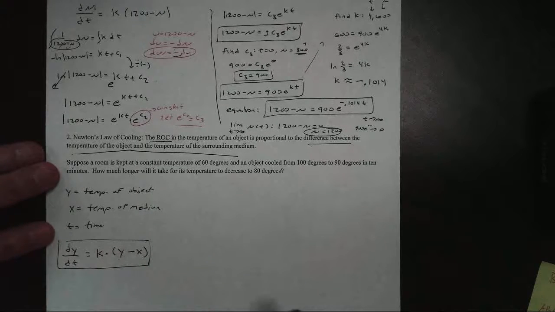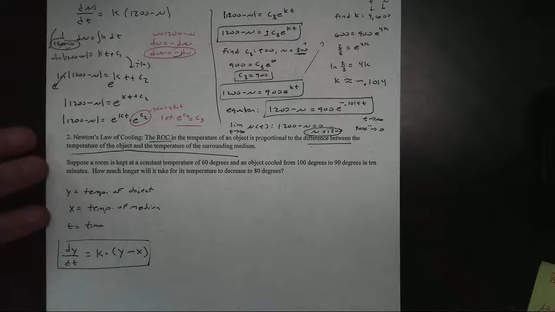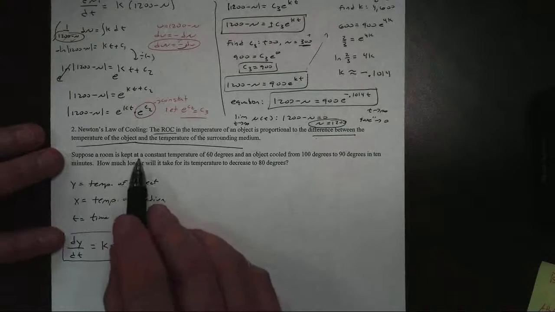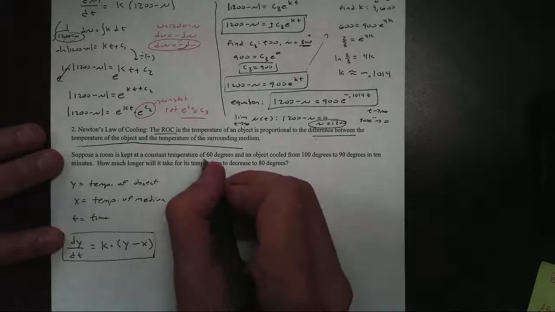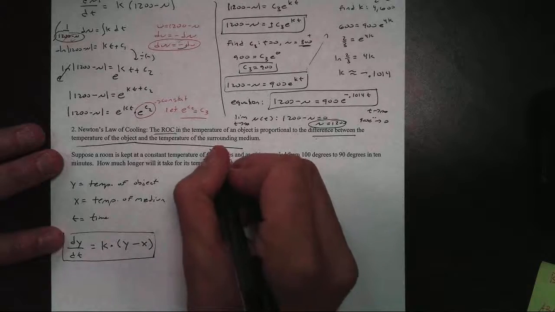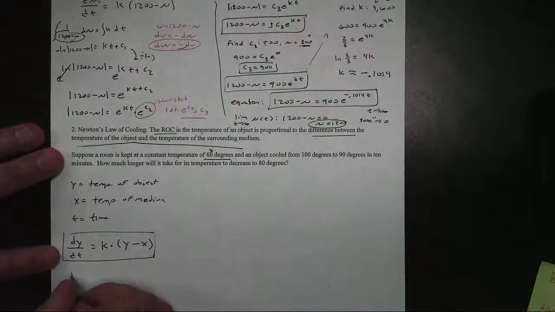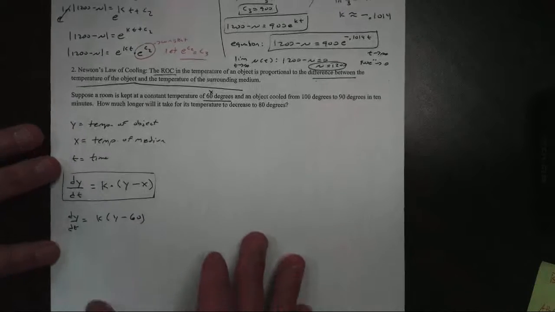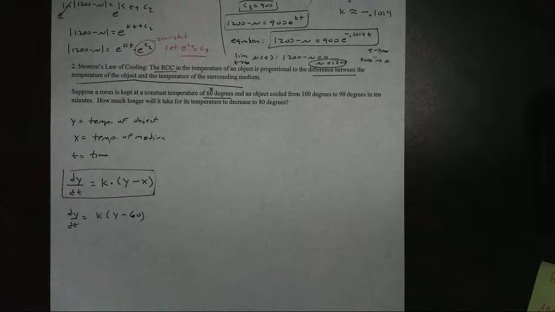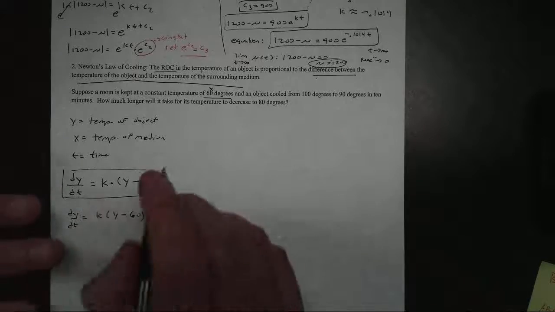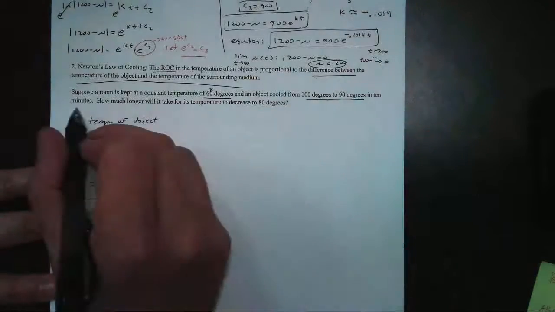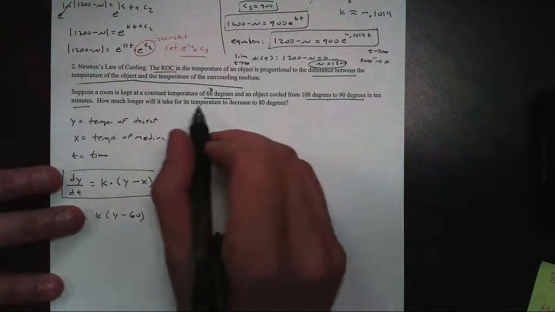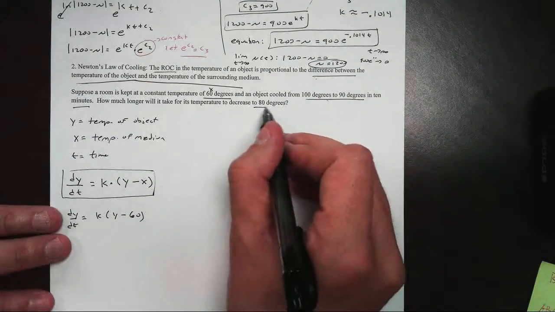And now we're going to use this to solve our problem right here. It says, suppose a room is kept at a temperature of 60 degrees. There's our surrounding medium. There's x. So I can now rewrite this as dy/dt equals k(y minus 60). So there's my differential right there. And an object is cooled from 100 degrees to 90 degrees in 10 minutes. So right now what they are giving us is some conditions. And then how long will it take for it to decrease to 80 degrees?